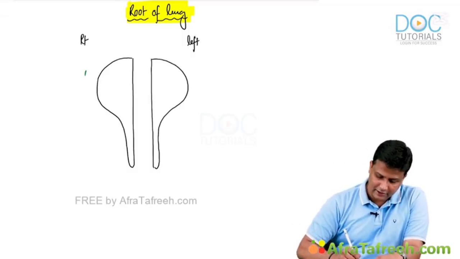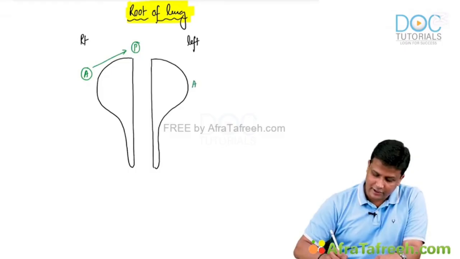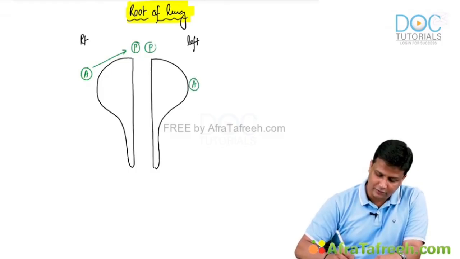This is anterior, and this will be the posterior, and we have to learn the arrangement of the structures anterior posterior. And similarly here also in the left lung, this is the anterior aspect and this is the posterior, and we have to learn the arrangement of the structures anterior posterior here.